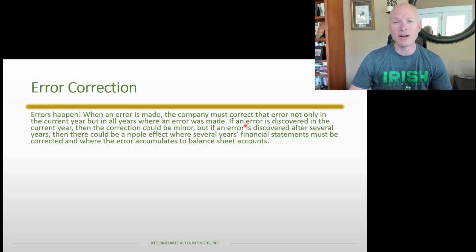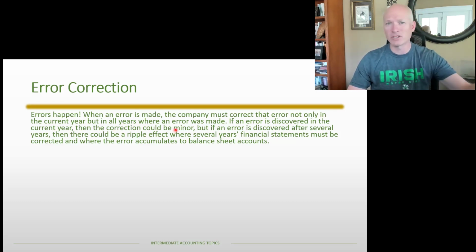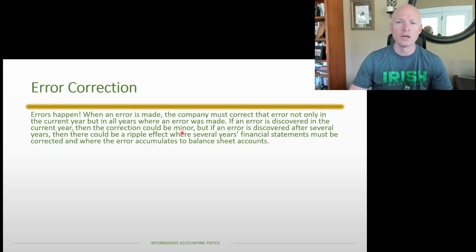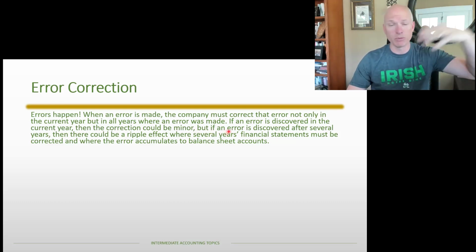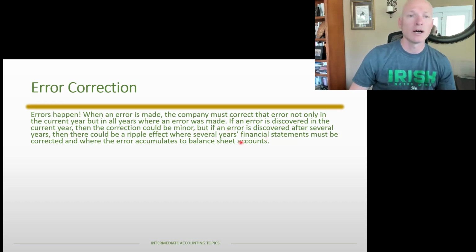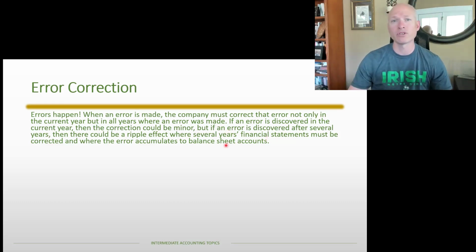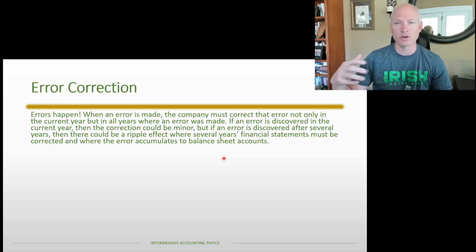I would say most of the time the error is discovered in the current year. And in those cases, the correction's probably pretty minor and it might just be an adjusting entry or something like that. But you haven't put out financial statements or anything like that. So you're just making a correcting journal entry. But if it's discovered a year later or after your books are done, after you've created financial statements, or especially multiple years later, then there could be a ripple effect through several years. And that's when you have a larger issue and you've got a lot more going on.